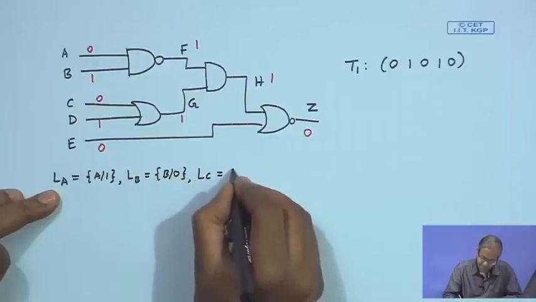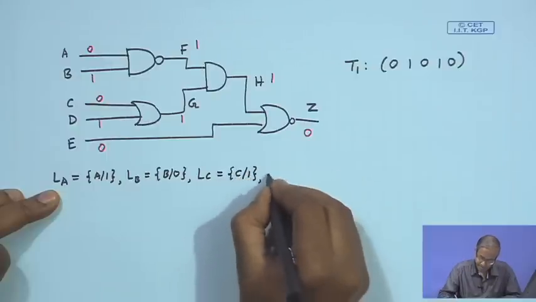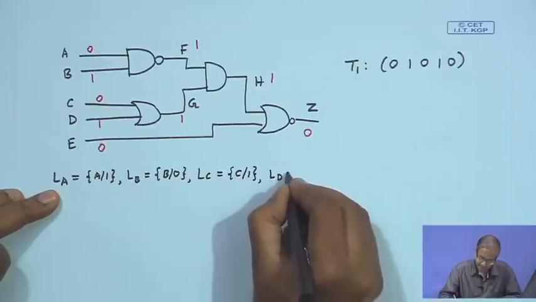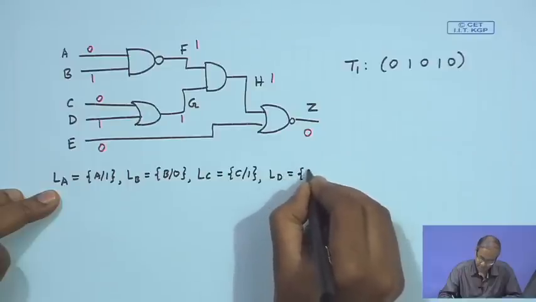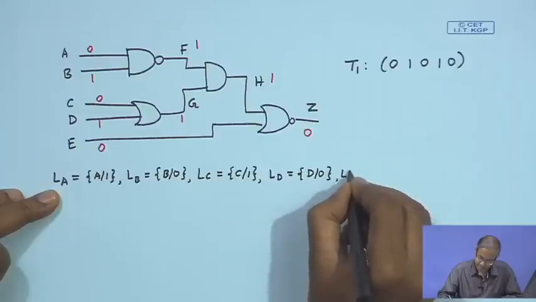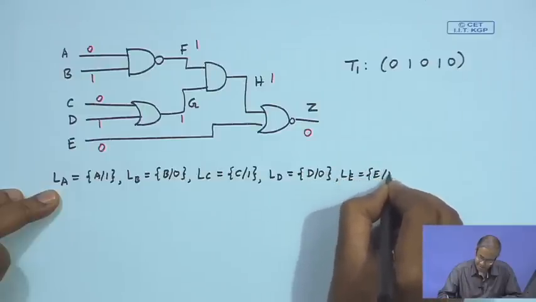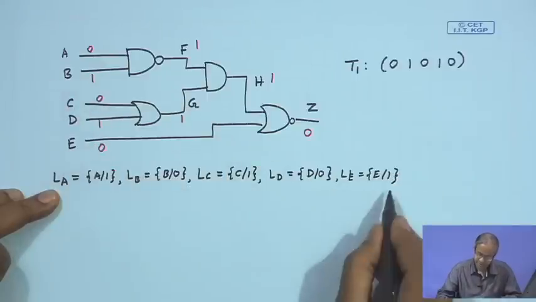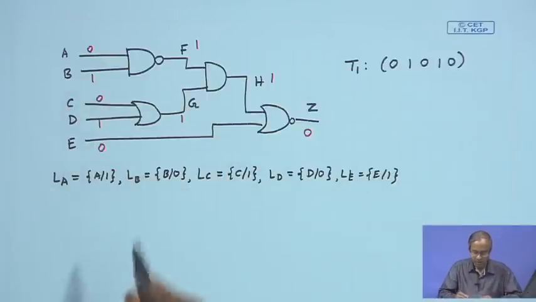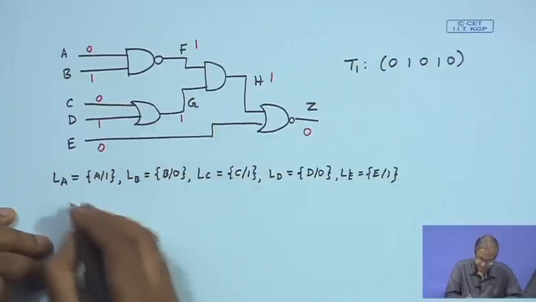LC will be C stuck at 1, then LD will be D stuck at 0, and LE will be E stuck at 1. These are the primary input faults. Now, let us use those rules to deduce the fault list of the other lines.